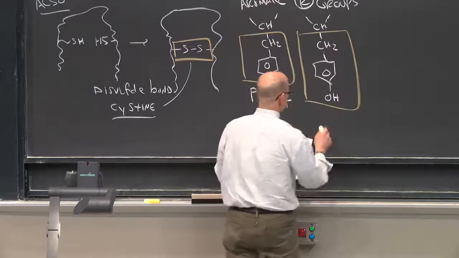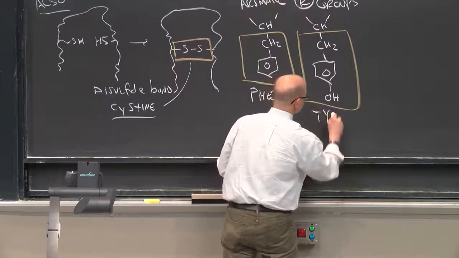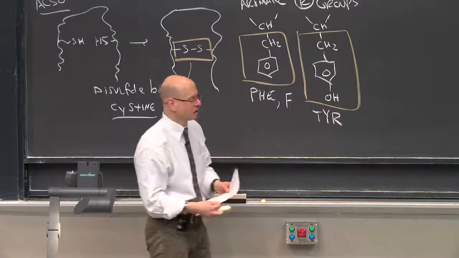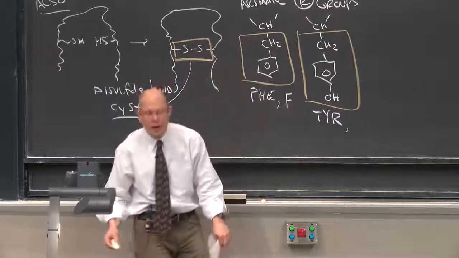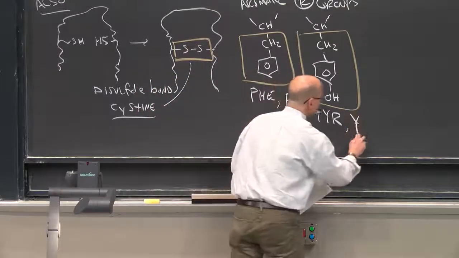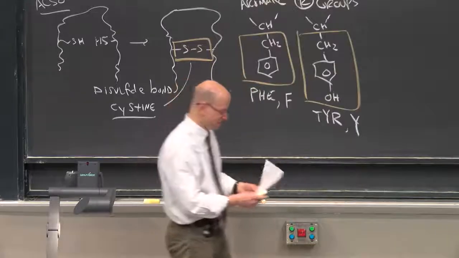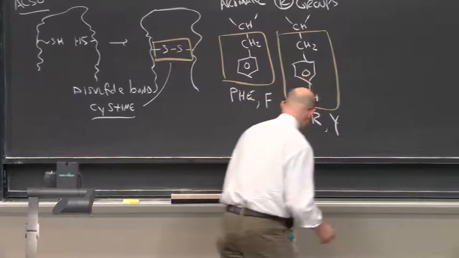And this is referred to as tyrosine, TYR. Now we're in trouble, aren't we? Because we used that T for threonine. So if we're going to use F for phenylalanine, we'll use a Y for tyrosine. Okay. Then I have one more here to show you.